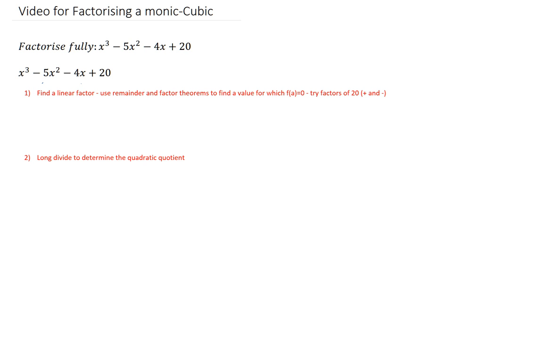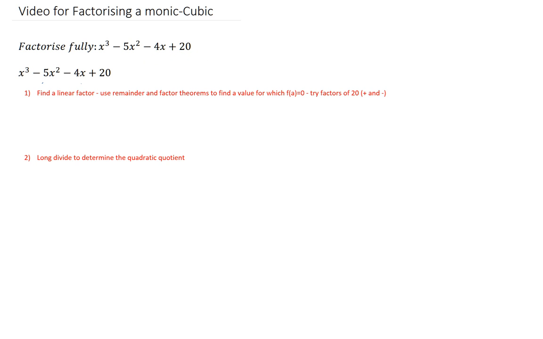Alright, so time for some mathematical fun. We're going to look at factorizing monic cubics. So we're going to start by factorizing this guy. Okay, so x cubed minus 5x squared minus 4x plus 20.